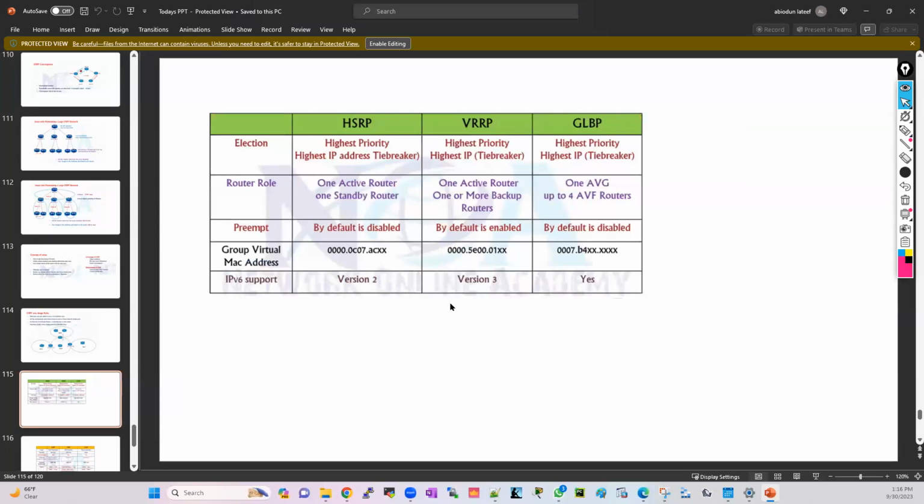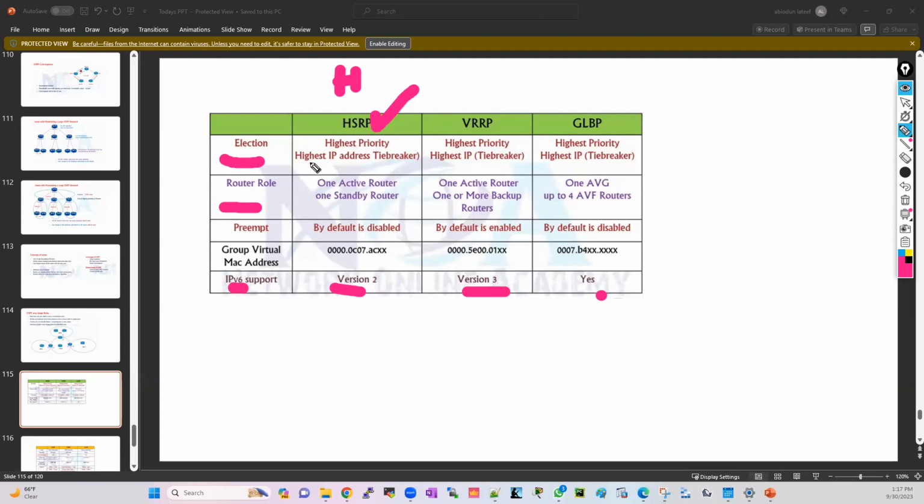Okay, another thing we need to quickly check is this. I've touched base on this, but all these are just the theoretical part of it. So there will be an election between the routers for roles, and then preemption, group virtual MAC address support. So it supports IPv6, version 2, version 3. Yes, it supports by default. All this one is what? This is HSRP. HSRP is what? It is used when we are doing high availability in a Cisco environment.